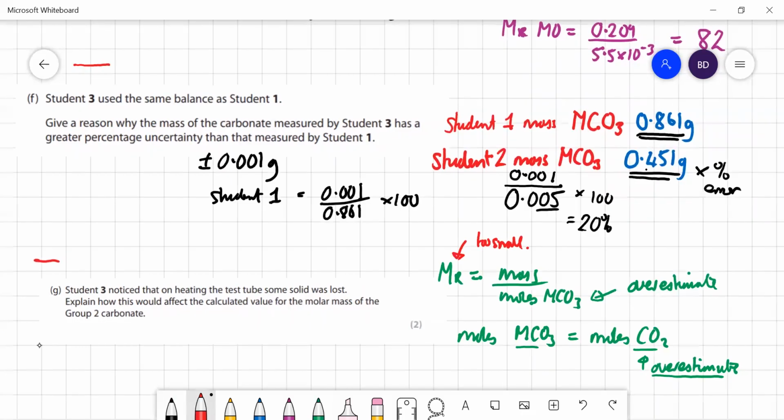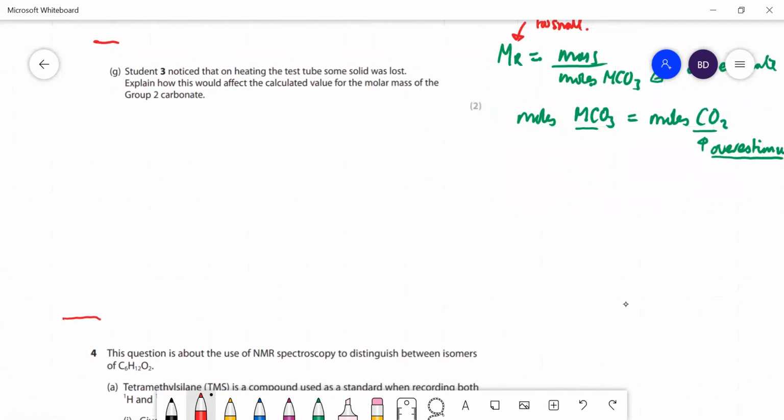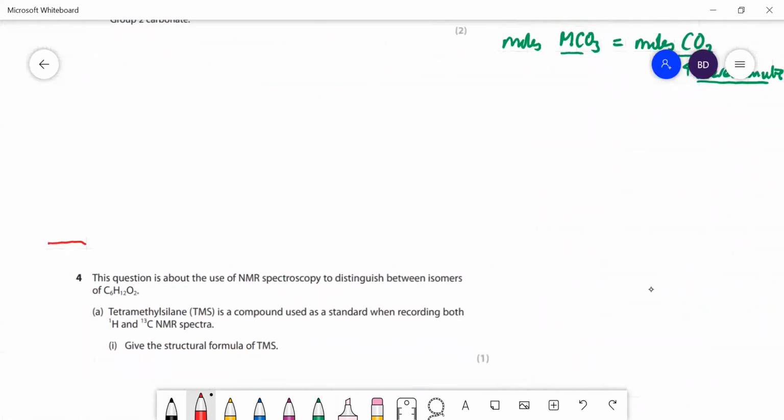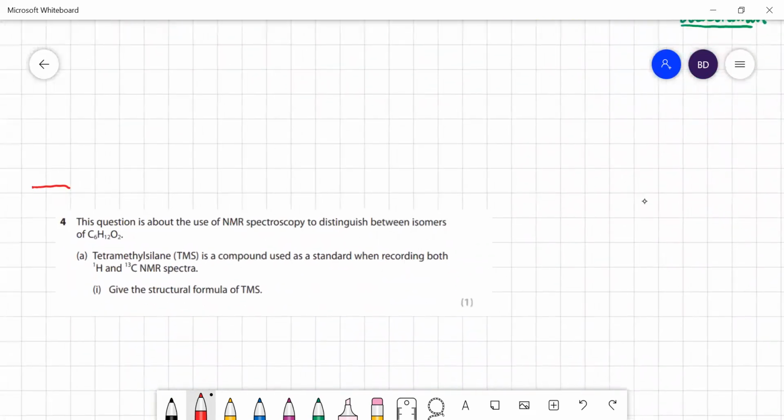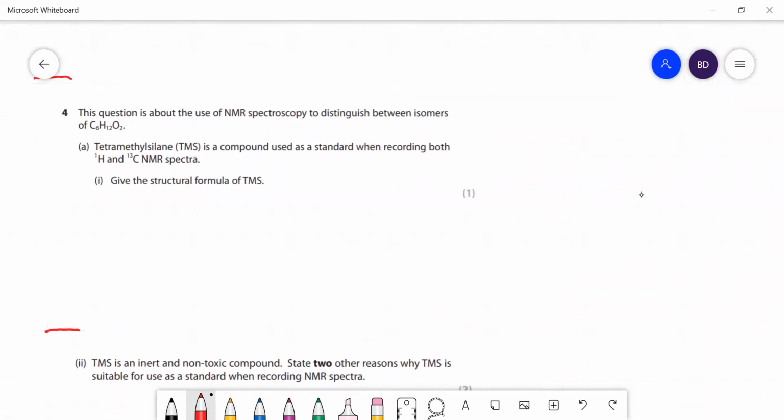Okay, I think that is the end of that question. Yeah, this is a bit more interesting, about NMR. We're going to use NMR to distinguish between isomers of C6H12O2. So first of all, a few normal background questions on NMR.